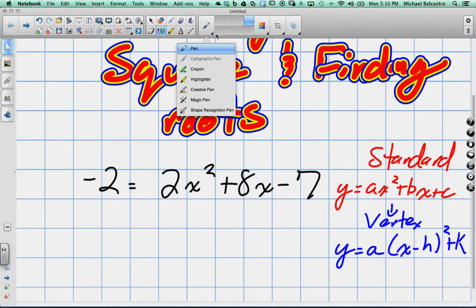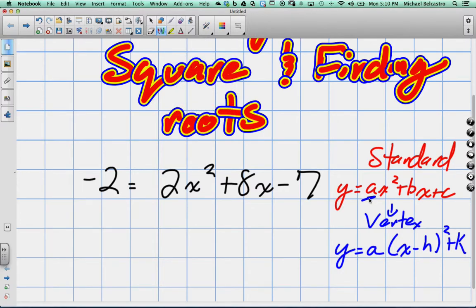Okay, and I'm just going to point out a couple things here. Now notice, the a is actually going to be the exact same number. So in our vertex form, since this is our a value in our standard form, in our vertex form, our a value is going to be 2. We already know that. Okay, b and c, there is none in vertex form. There's an h and a k. So they're going to be very, very different numbers.